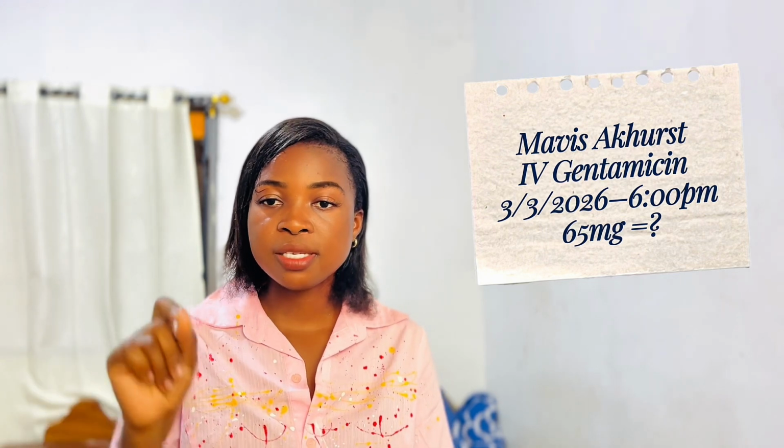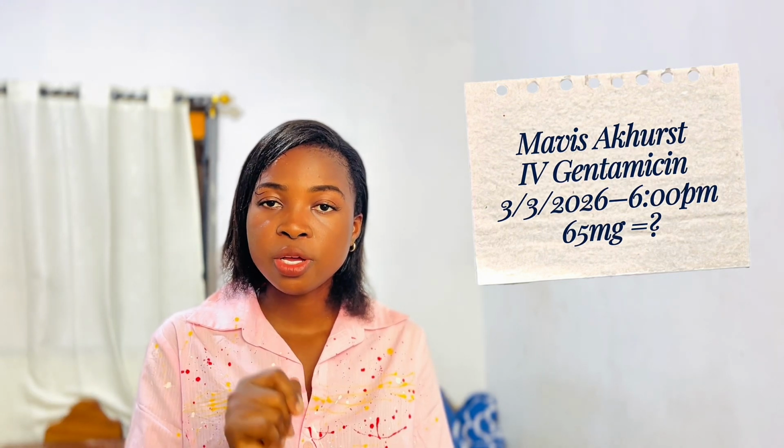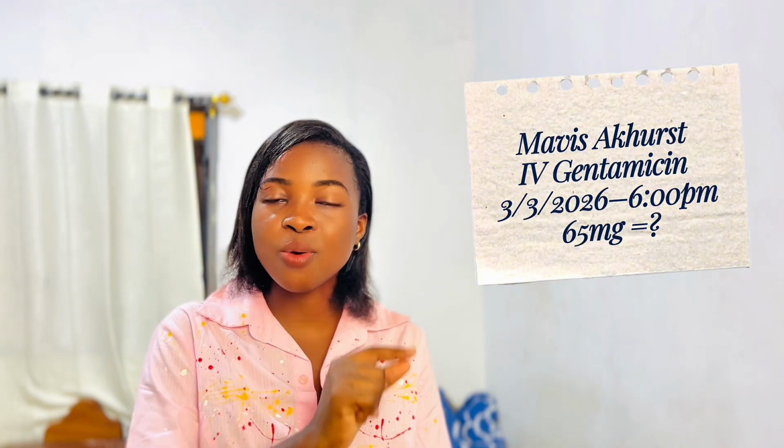If I write on it: Mavis Akest, gentamicin, I did it on the 3rd March 2026, I did it at 6 o'clock p.m., by the doctor's request, 65 milligram equal to the answer I had. That is what I would write. When I pick the medication, I know that okay, it simply means that what the doctor says we should give, the calculation is already done. I just take it and then administer. It helps the next person to know what to do next. The next person wouldn't come and calculate again.